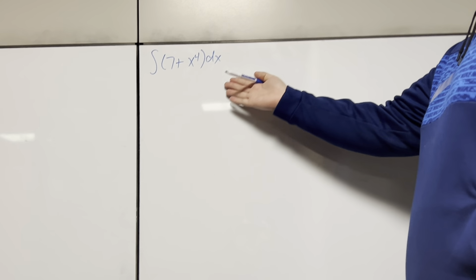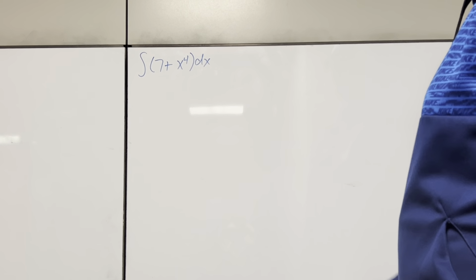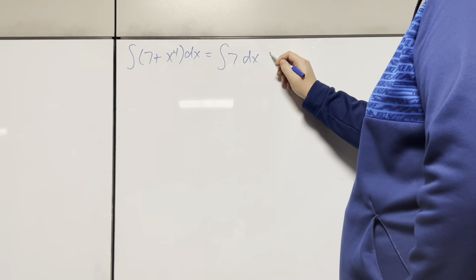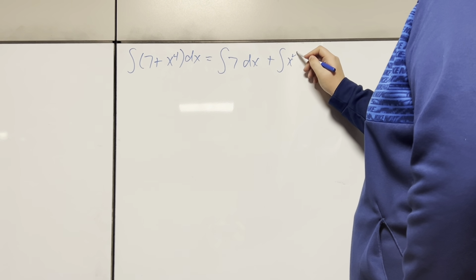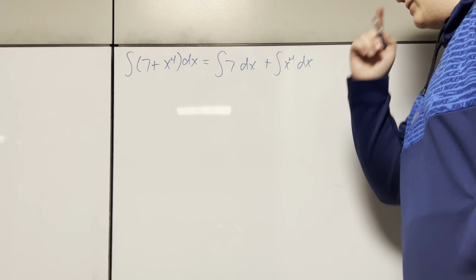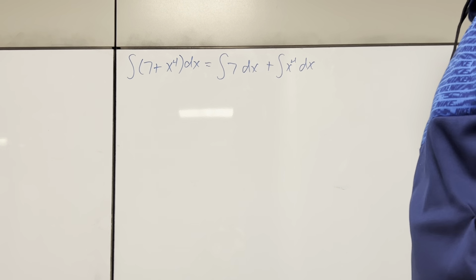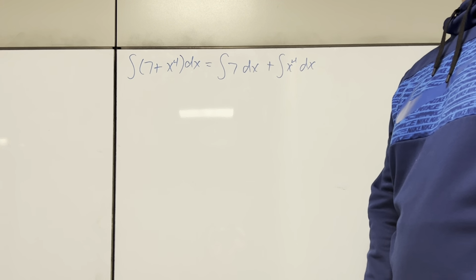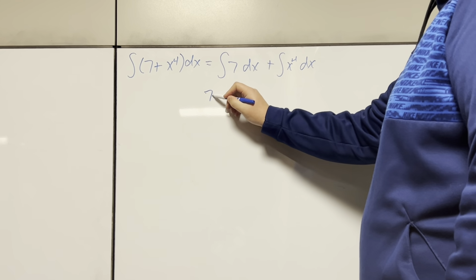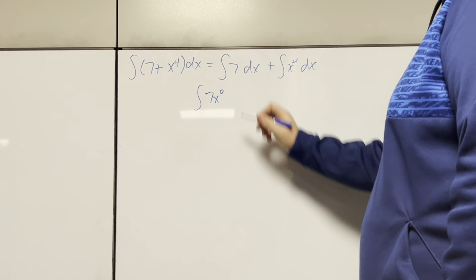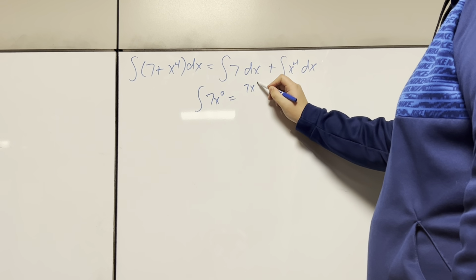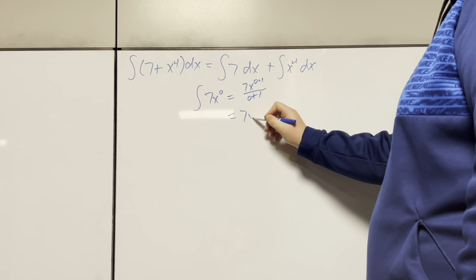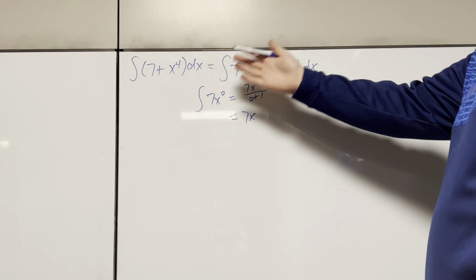Here we have the integral of 7 plus x to the fourth dx. What we can do with this is split this up into two integrals. The integral of 7 dx plus the integral of x to the fourth dx. So with this one, this looks a little weird if we're going to use a power rule because we don't see an x. But remember that x to the 0 is equal to 1. So we really have 7x to the 0, the integral of that, which is equal to 7x to the 0 plus 1 over 0 plus 1, which is just equal to 7x. That's the first part of our integral.